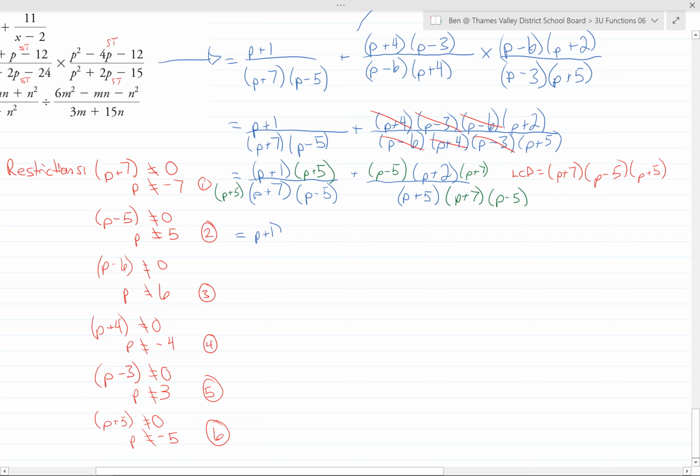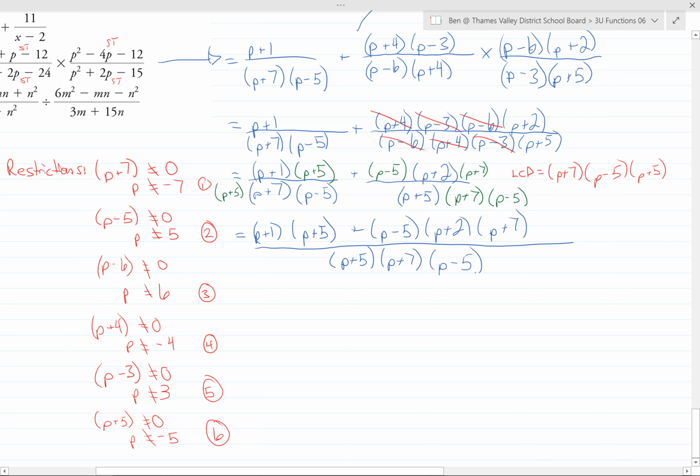So I have p plus 1, p plus 5 plus p minus 5, p plus 2, p plus 7 in my numerator, all divided by my lowest common denominator, and that's p plus 5, p plus 7, p minus 5. So it still is a pretty complicated sum of fractions that we're dealing with here, but at least it's not so bad as it would have been if we didn't strategically perform our cancellations in the second line that we wrote.